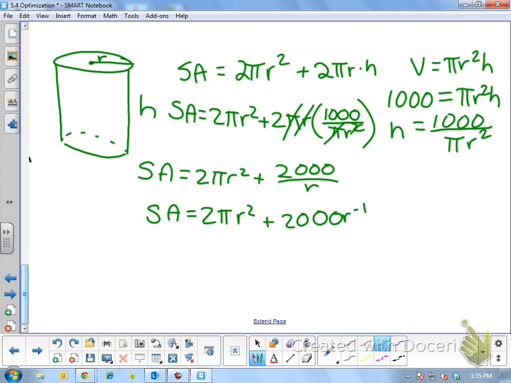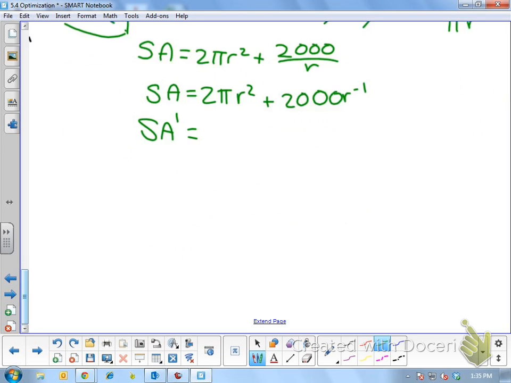So now we are ready to take the derivative. Surface area prime is, I could also have called this dSA over dr, derivative of surface area with respect to the radius. That's Leibniz notation. We'll be using that a lot when we get to related rates. So 4 pi r minus 2,000 r to the negative 2.